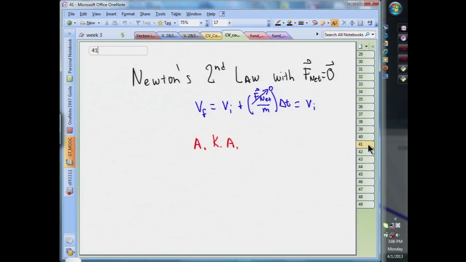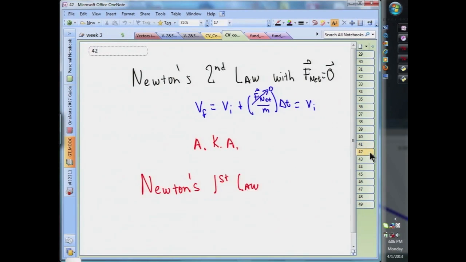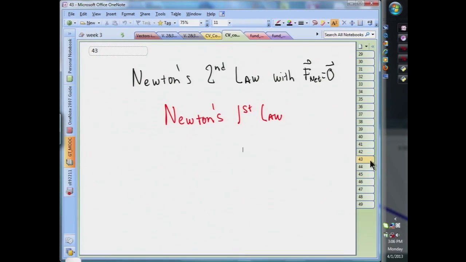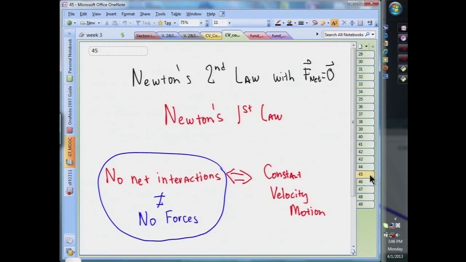Some final points. Newton's second law for no net interactions has a special name. It's called Newton's first law. Here's one way to state Newton's first law. When our system has no net interactions with its surroundings, the system moves at constant velocity. Now notice, no net interactions does not necessarily mean no interactions.